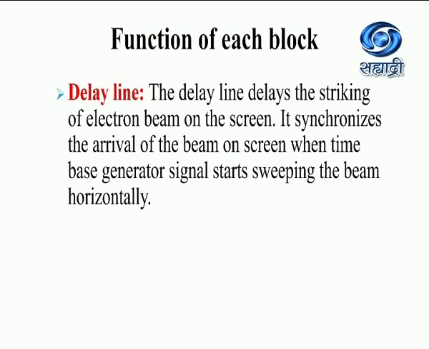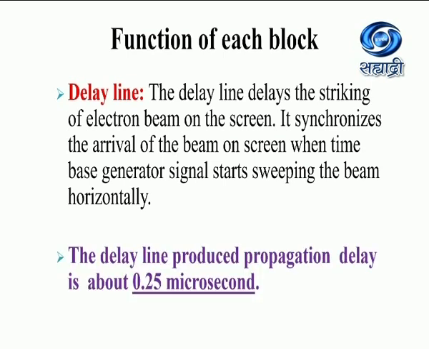Basically this delay line is used to create a delay between vertical input and horizontal input. So whenever horizontal input is coming to the horizontal plates, vertical input is already there. So to synchronize these inputs, this delay line is basically used to delay between two inputs. So about 0.25 microsecond delay line produces the propagation delay. So whenever we talk about general CRO, around 0.25 microsecond delay is there in between vertical input and horizontal input.